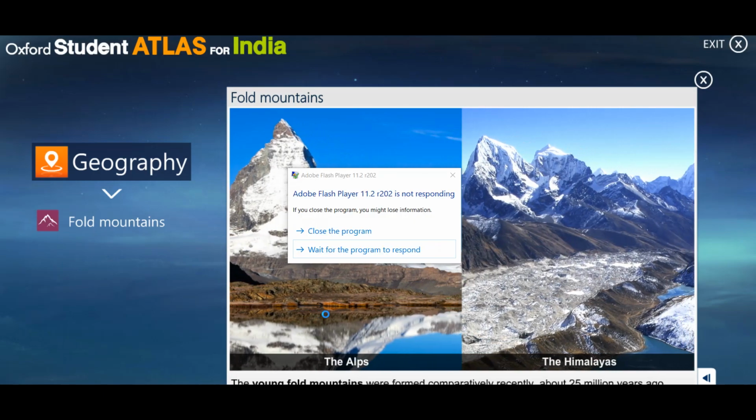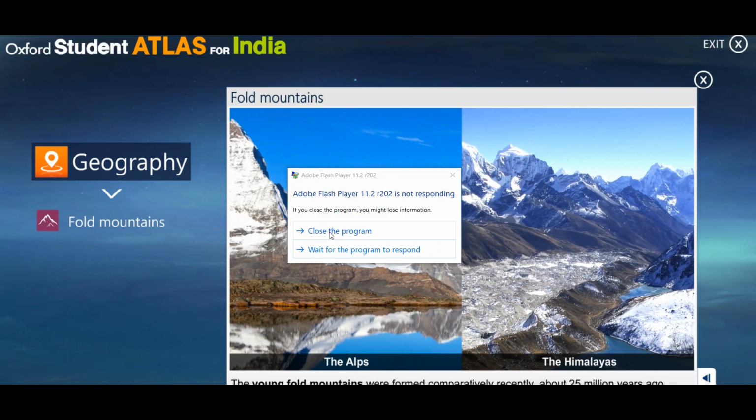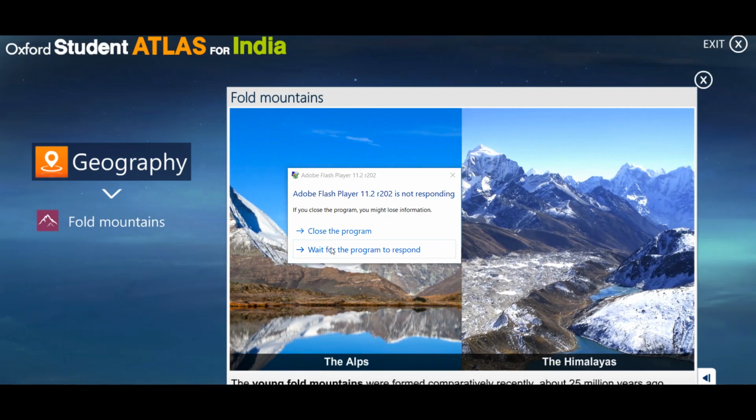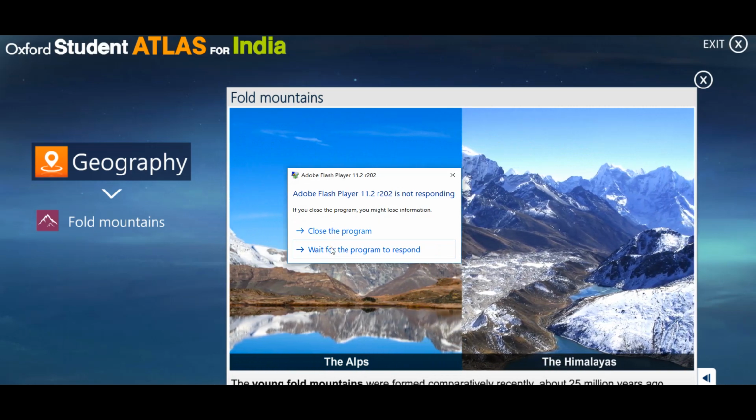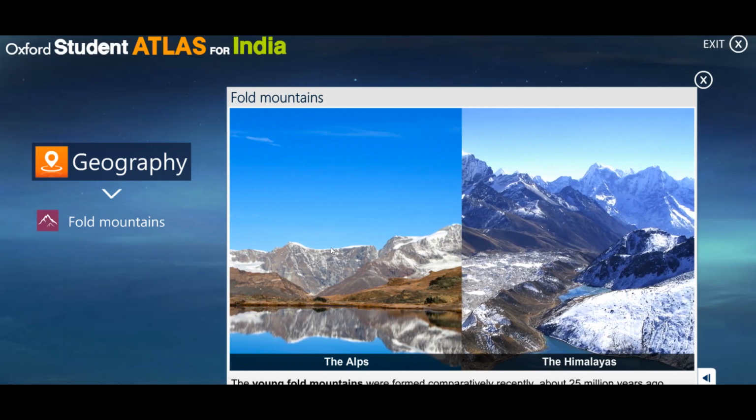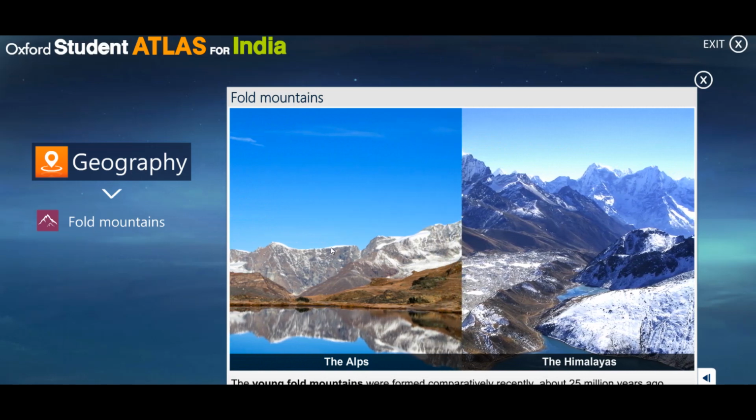The young fold mountains were formed comparatively recently, about 25 million years ago. These mountains are rugged and lofty. They comprise the world's highest mountain ranges like the Alps of Europe and the Himalayas of Asia.